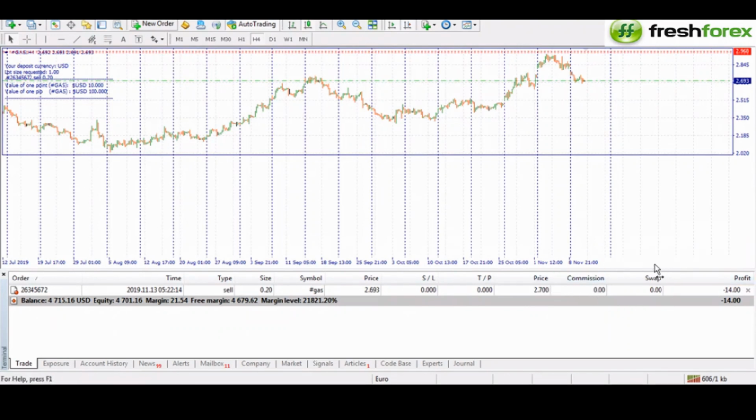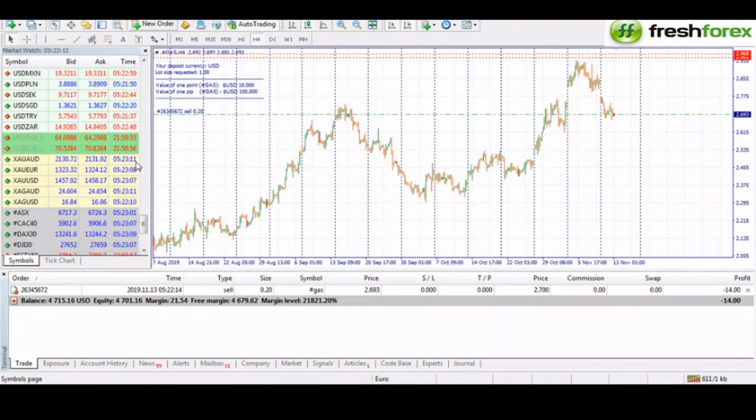So swap is this one. You may not see it now because the trade has not run overnight, but if you hold a trade overnight, the value which is now 0.00 will have changed to something negative. Normally with FreshForex we enjoy the fact that there is no swap commission. You're not being charged for holding trades overnight. If you're trading something like gas or Brent oil, there's not anything like swap. For now it's 0.00, which means if you hold a trade overnight, there is no such thing as swap for you.